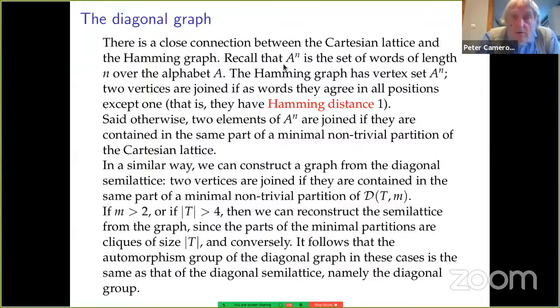Take A to be any group at all. Take A to the N and you use this rule: they are joined if they differ in one coordinate. That's a Cayley graph for A to the N. But then the diagonal graph is also a Cayley graph because it contains T to the M. So the diagonal graph is also a Cayley graph. So both of these families of graphs are Cayley graphs. Yes. Okay, fine.